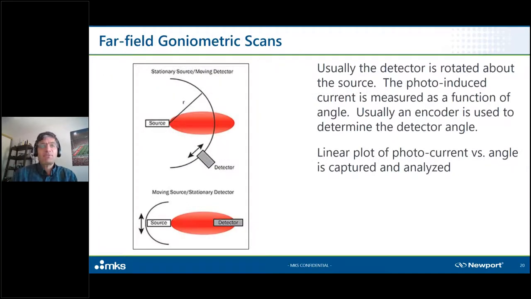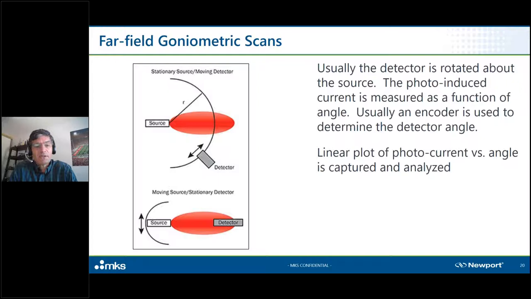So let's go with goniometric scans. Kind of a simple method. You just simply move a detector around the source, and you use a radius so that you're definitely in the far field, and typically even a few centimeters is all you need, or even a few millimeters if the source is small enough. And so you can map out the detector position versus the measured photo-induced current, and you can generate a linear plot of the beam intensity versus angle.